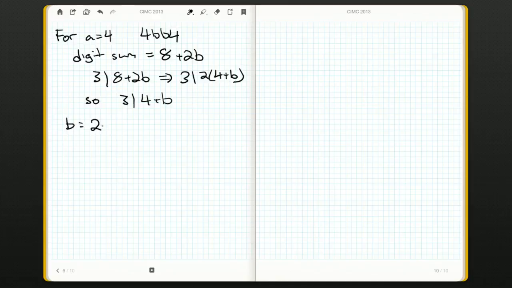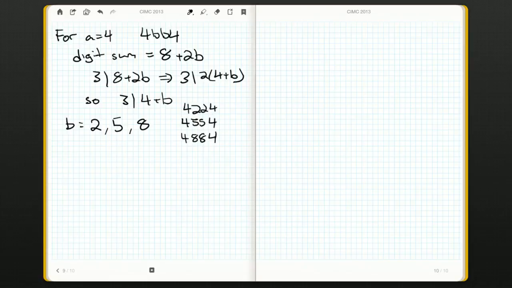Well, b could be 2. 2 plus 4, so that's 6. That's definitely divisible by 3. It could be 5. That'll give us 9. 9 is a multiple of 3. And lastly, it can be 8. And that gives us 3 more palindromes.